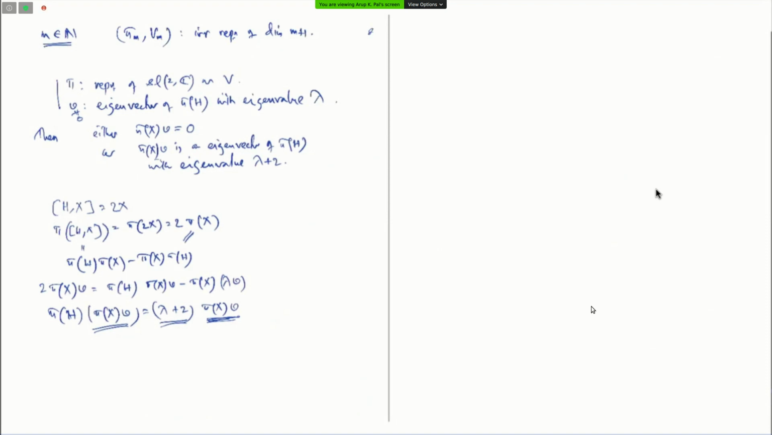So now let's start with a representation, a finite dimensional representation.